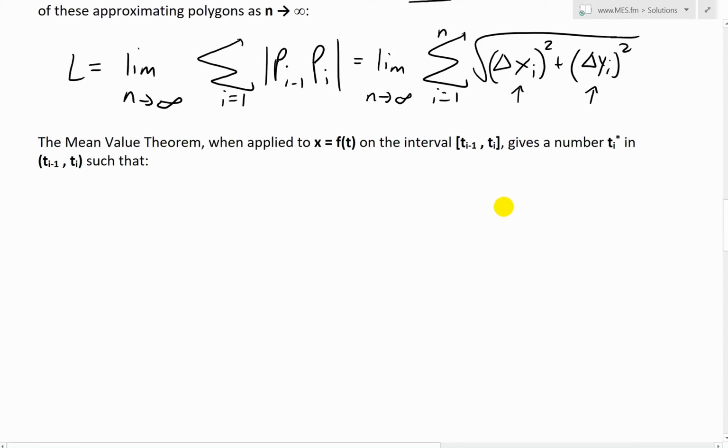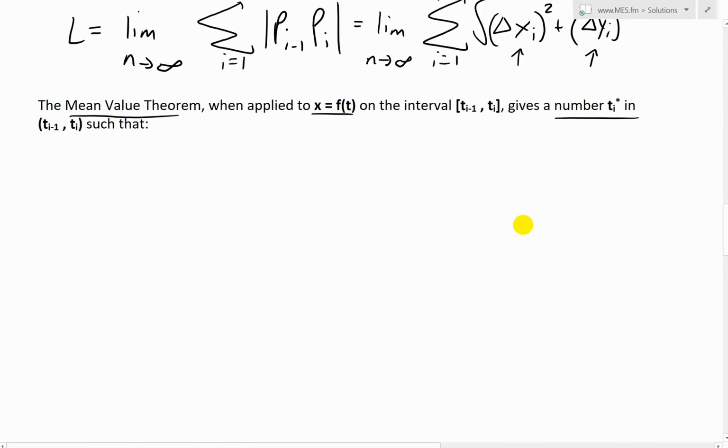And to do that, what we could do is use the mean value theorem. Recall this, and I'll go over it in a bit again. When applied to x equals f of t, a function of the parameter t, on the interval t_{i-1} to t_i, I'll show that it gives a number t_i star in t_{i-1} to t_i such that, and I'll show you what this all means.